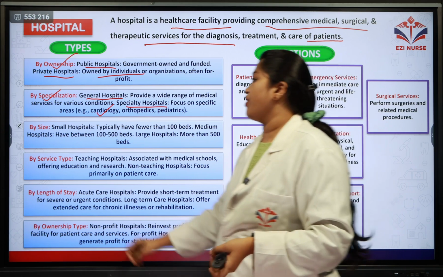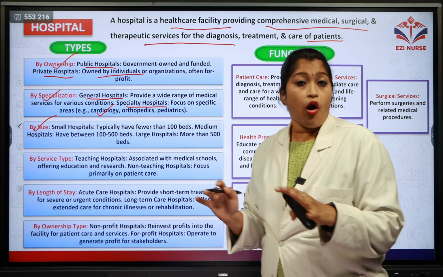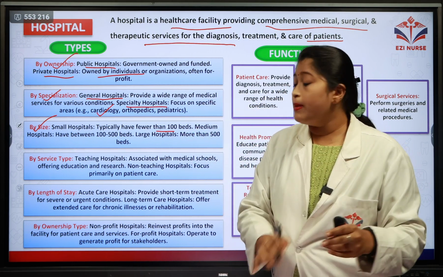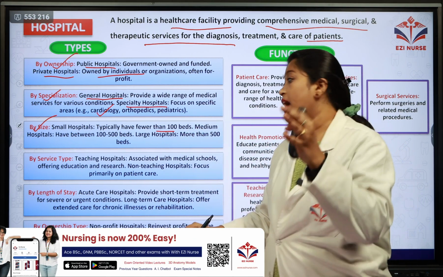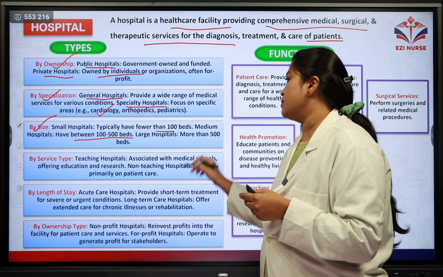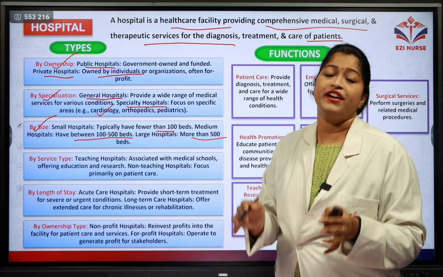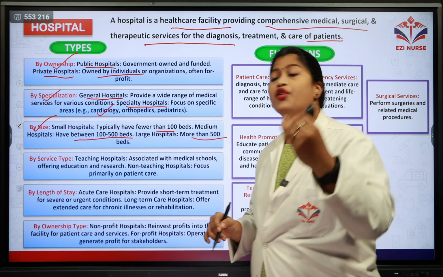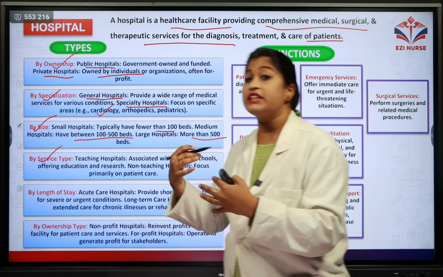So the next classification is by size. Small hospitals typically have fewer than 100 beds, medium hospitals have between 100 and 500 beds, and large hospitals have more than 500 beds. So this was the third classification. Coming to the fourth classification, by the service they are giving.